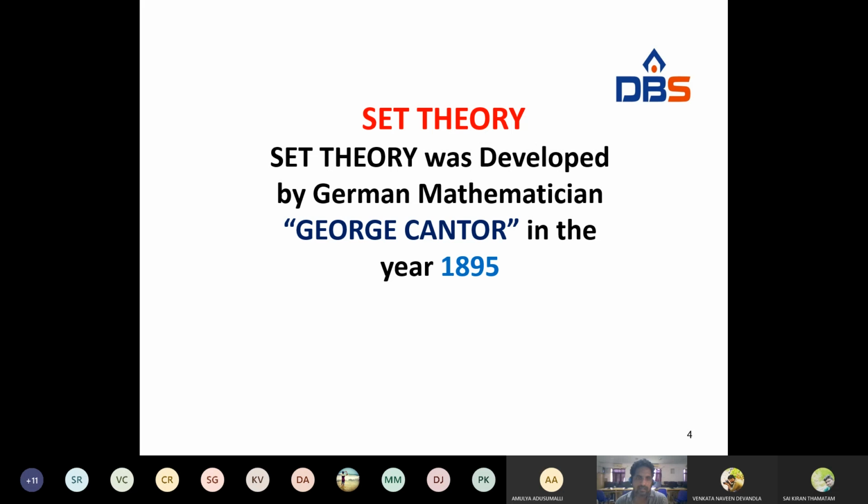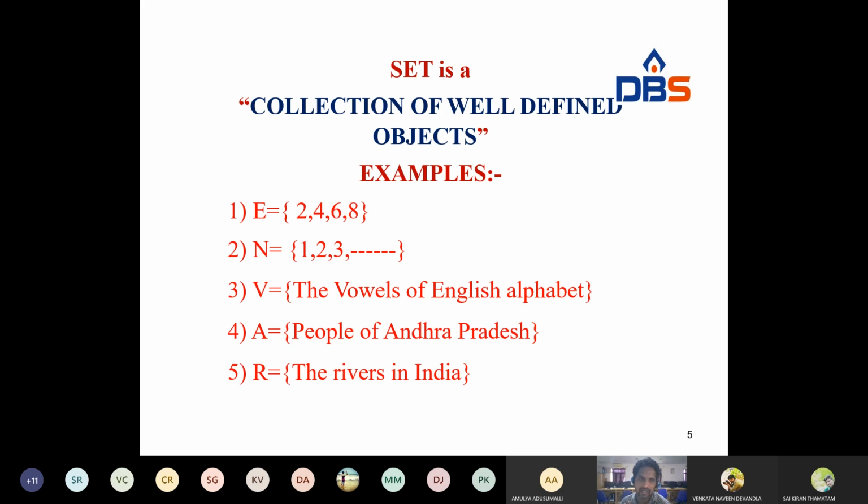See, set theory. Set theory was developed by the German mathematician Georg Cantor in the year 1895. We have already studied this in the 9th and 10th class. Now, a set is a collection of well-defined objects.